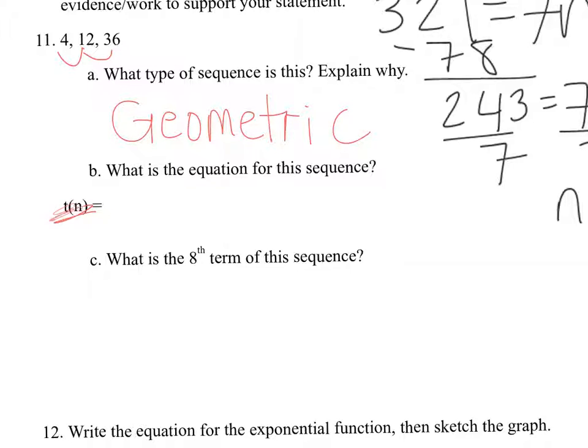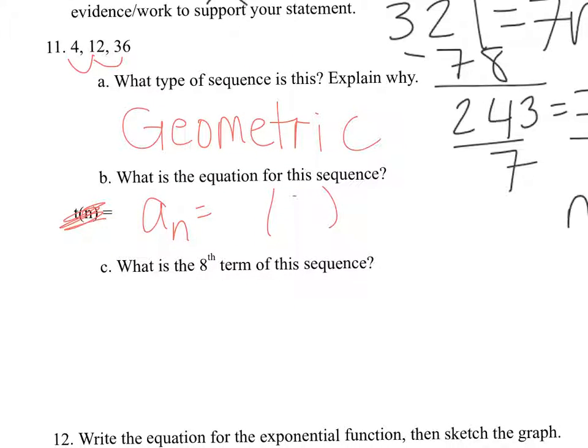To write the equation, we use a sub n as our notation. We want our initial value times our multiplier of 3 raised to the nth power. Our initial value comes from taking the first term of 4 and dividing by our multiplier of 3.